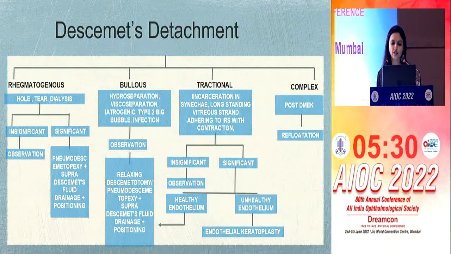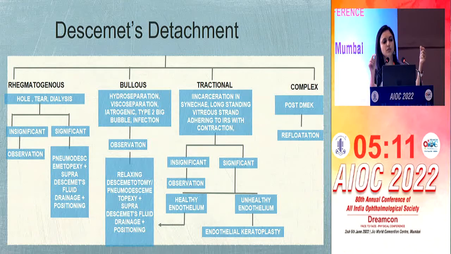Tractional can be because of incarceration in synechiae, long-standing vitreous strands adhering to the iris with contraction. If it is insignificant, again you observe. Significant, you have a healthy endothelium, you do the same management. And in tractional, you have a very taut membrane, so doing a relaxing descemetotomy helps you. So you do a relaxing descemetotomy, inject air, give the patient position, and your DM is going to attach.